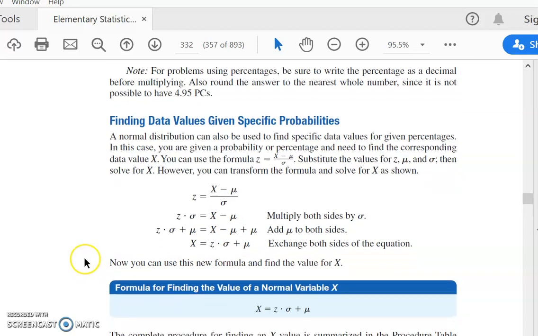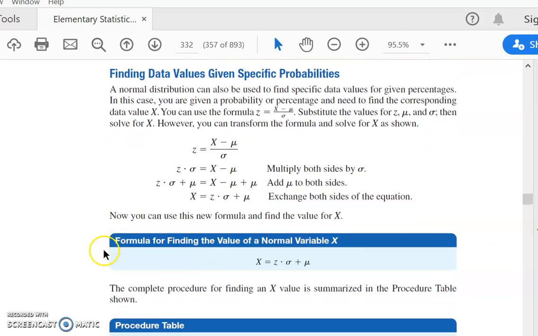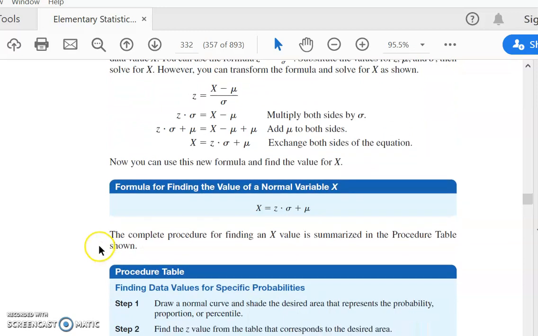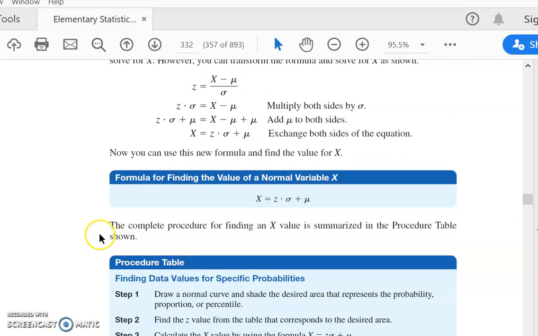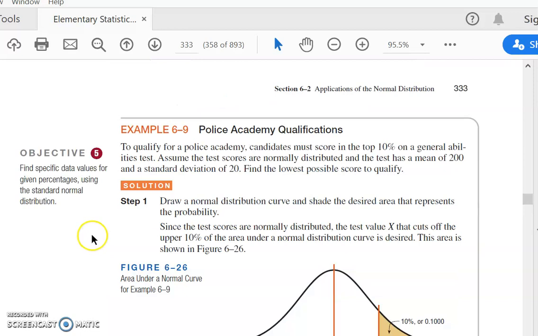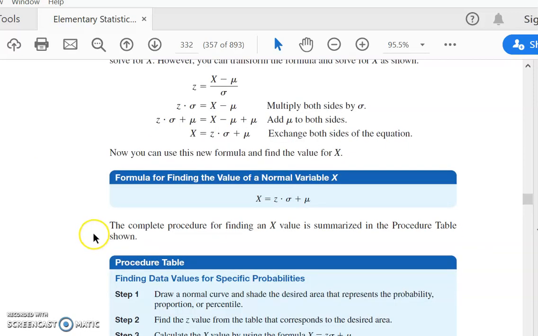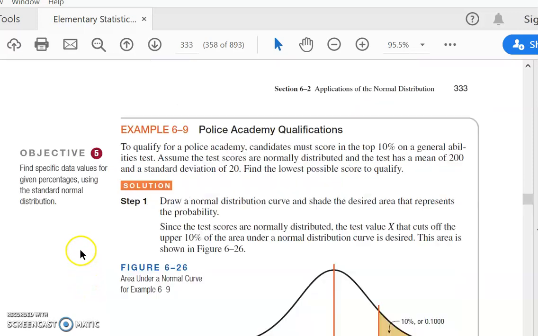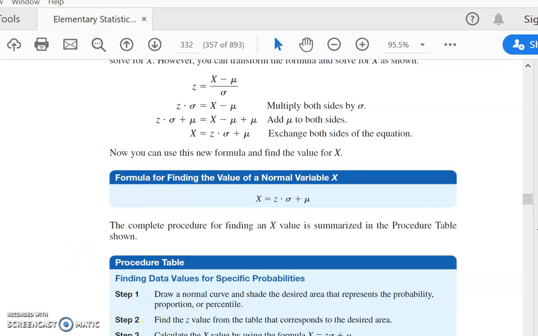So what we have then is a new formula. This is a formula for finding the value of a normal variable x. Remember, x is the original data point, the original measurement, whether it is IQ or the number of liters of blood. It doesn't make any difference. Whatever the original variable was, we call that x. Gosh, this is not working well. Give me 1 second here.